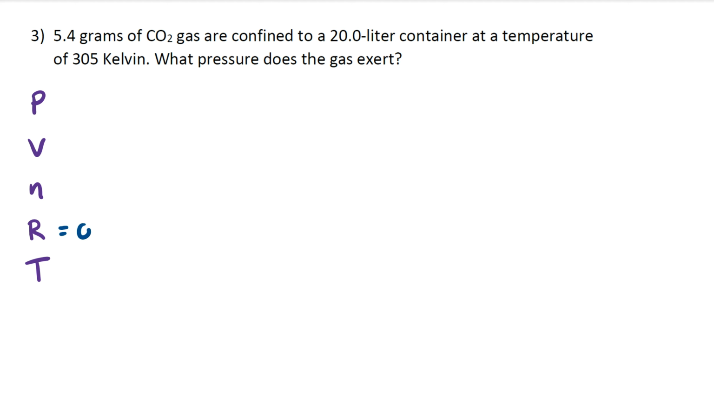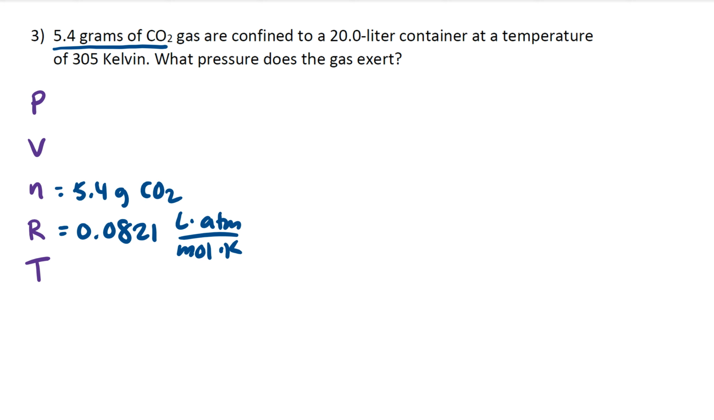I always know R, that's 0.0821 liters times atmosphere over moles times Kelvin. Well, what do we know about this specific gas? Well, we know that there's 5.4 grams present and it has an identity of carbon dioxide. That's how much carbon dioxide we're going to put into this container. So I'm going to put 5.4 grams of CO2. The size of the container is 20 liters, so our volume is 20 liters. And the temperature is 305 Kelvin.